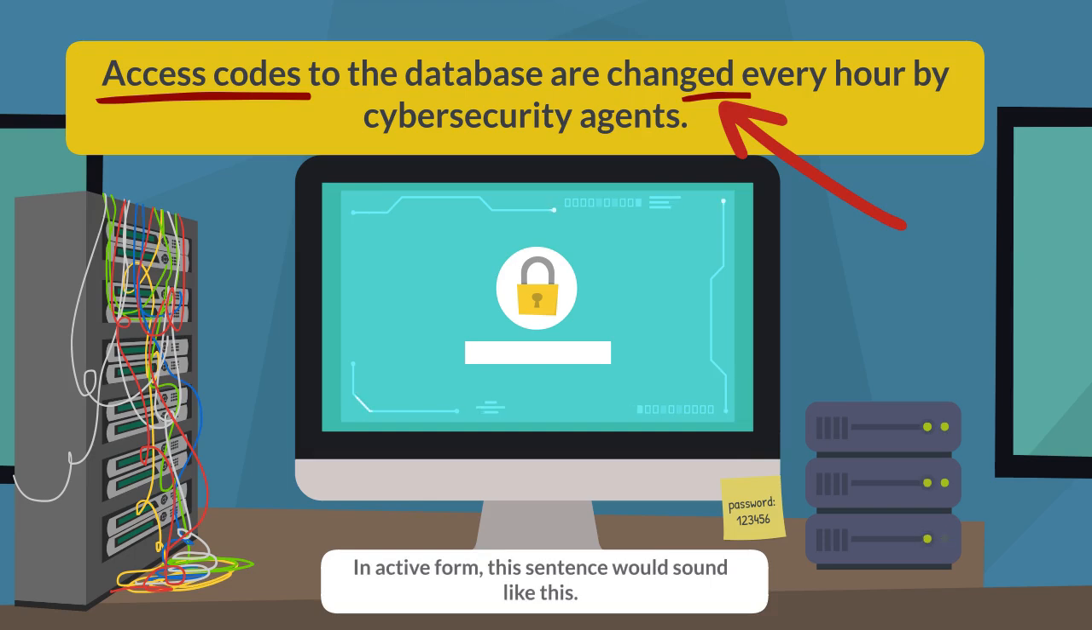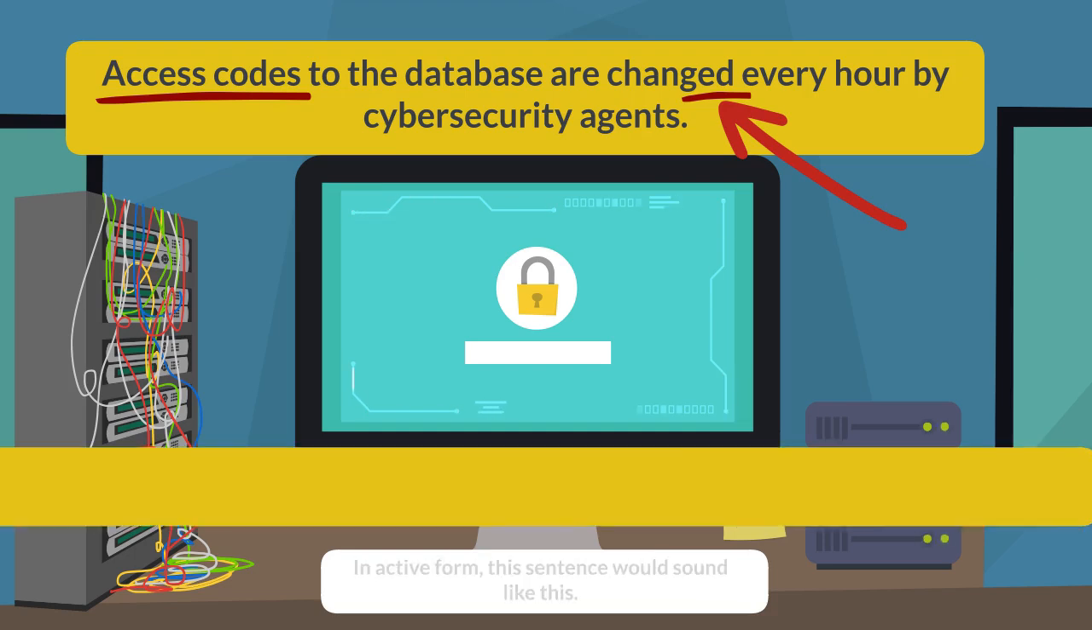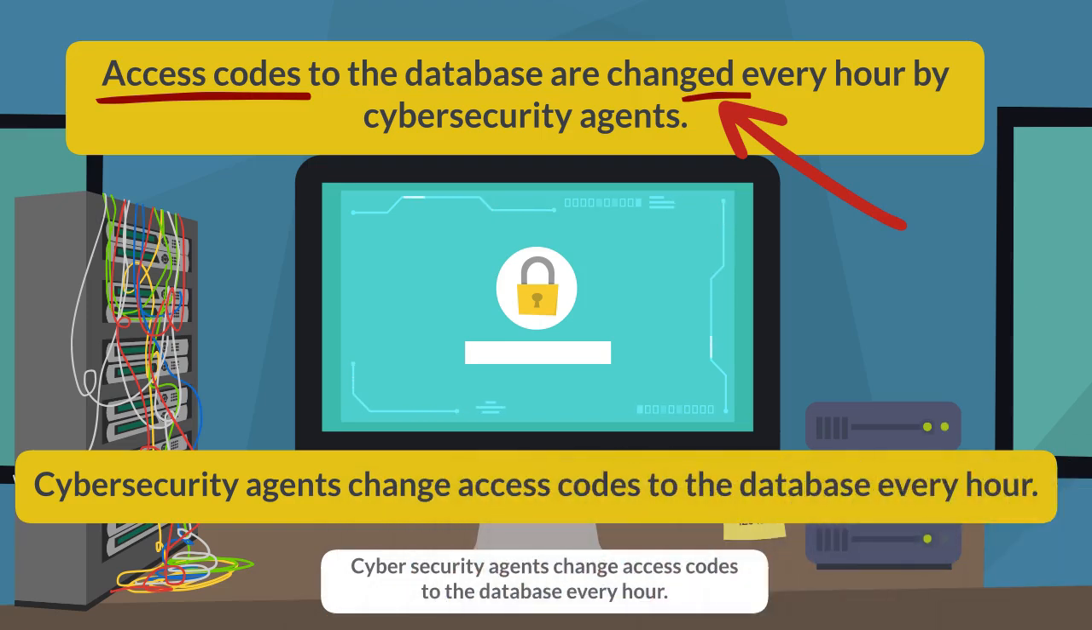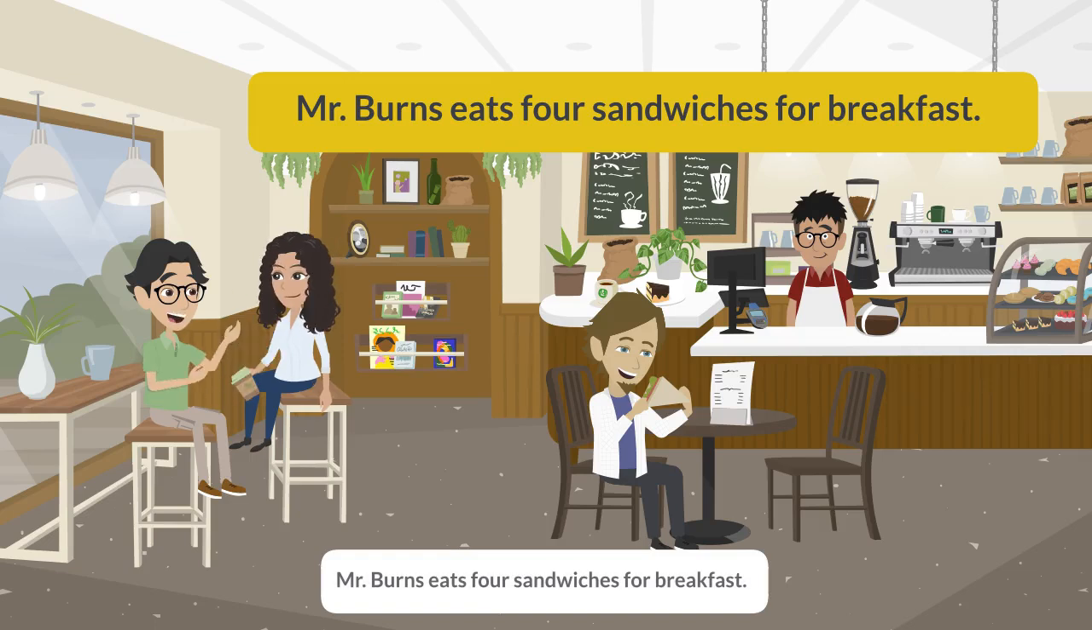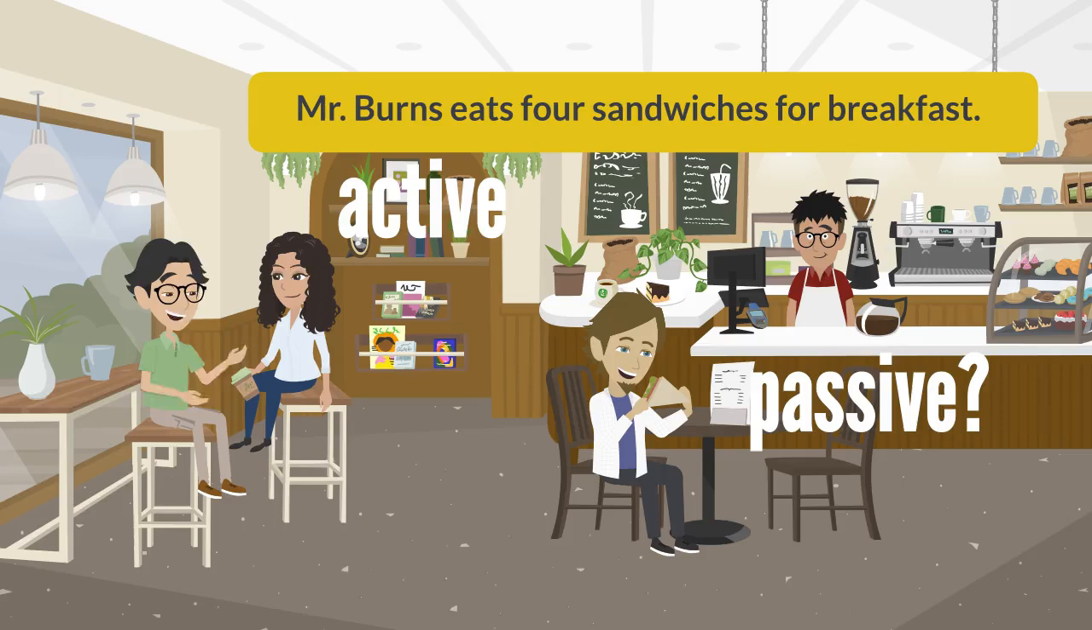In active form, this sentence would sound like this. Cybersecurity agents change access codes to the database every hour. Now you try. I give you the sentence in active form. You convert it into passive. Mr. Burns eats 4 sandwiches for breakfast.